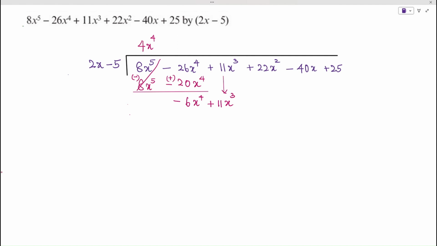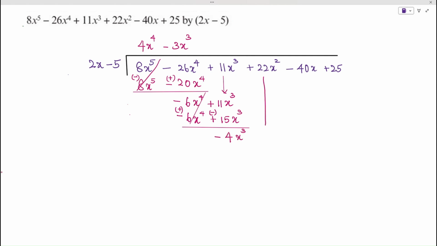Now we compare our minus 6x to the 4 to our 2x, and 2x multiplied by minus 3x cubed gives us minus 6x to the 4, and then we multiply that by 5 as well, so we get plus 15x cubed. We subtract our values, like we do in long division, and so here, once again, our minus 6x to the 4 values cancel out, and we're left with 11x cubed minus 15x cubed, which gives us minus 4x cubed.